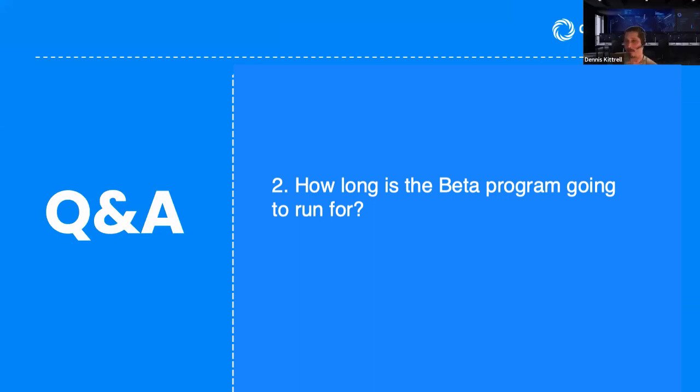So the beta program right now is around 6 months is what we're expecting. But again, the beta program doesn't have an end date. It's more exit criteria. So once we have hit that criteria, or we've achieved that criteria, then the program graduates out of beta.